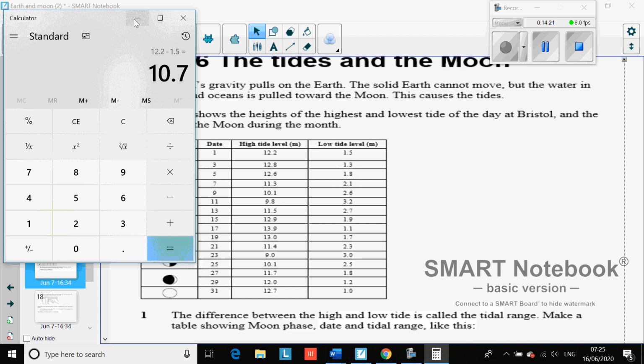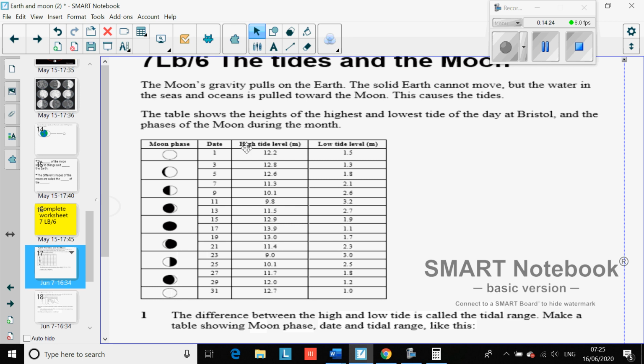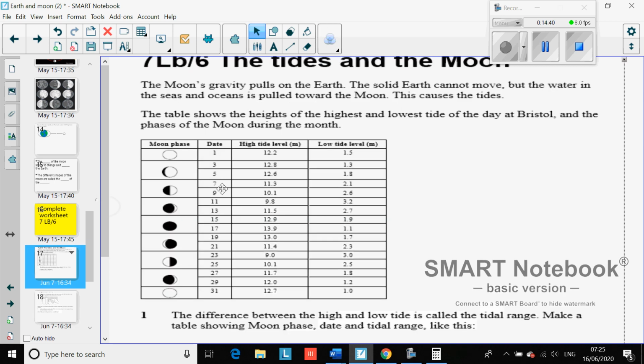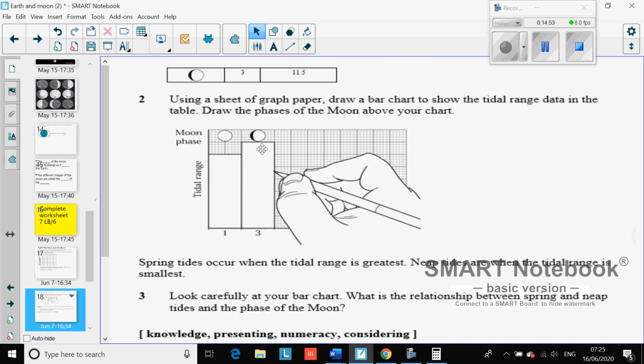Okay, so what I'd like you to do is to work out the tidal range and then plot it on a graph like this. Now, if you've got graph paper at home, that's great. If not, you can use the lines in your book to try and plot it, but you do day 1, day 3, day 5, day 7, day 9, along the bottom, all the way up to day 31. So that's 1, 2, 3, 4, 5, 6, 7, 8, 9, 10, 11, 12, 13, 14. Right, so 16 days. So you need 16 bars. If you want, you can draw the phase of the moon, but you don't have to, though it might help you to do that. And then the tidal range, okay?